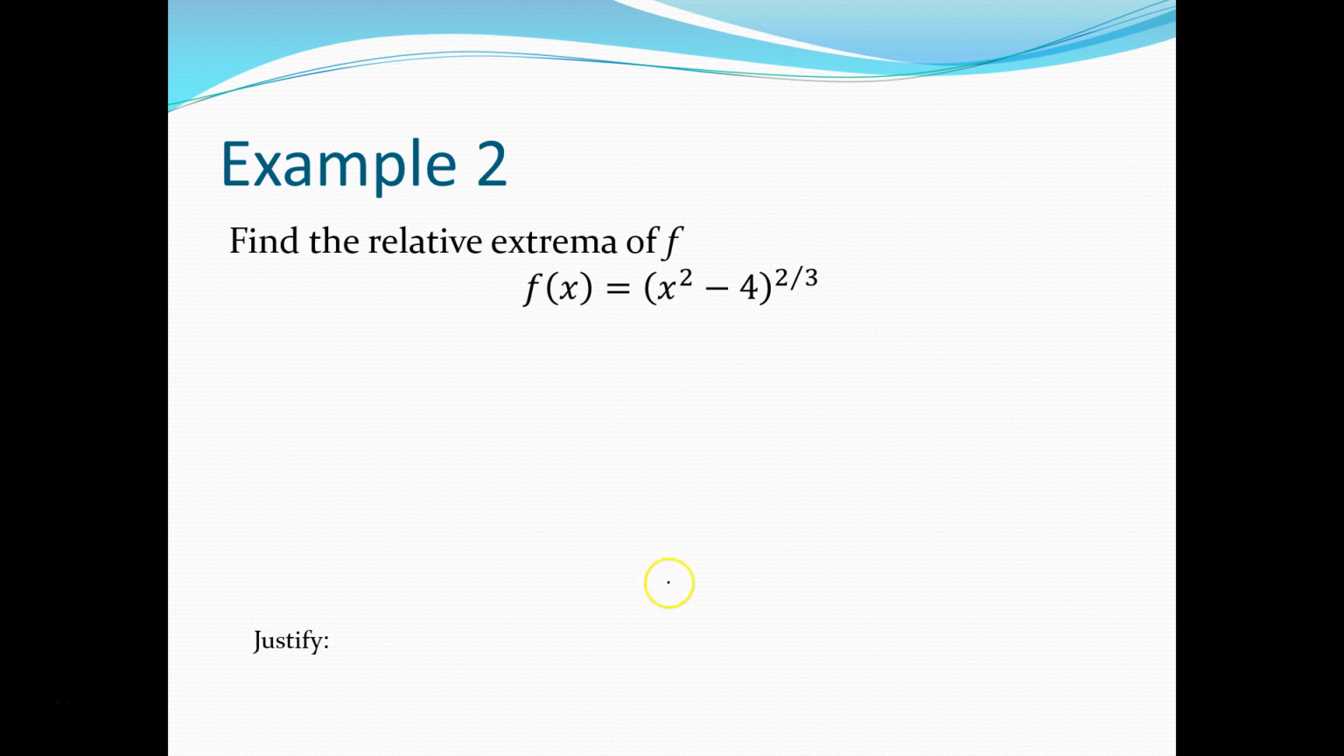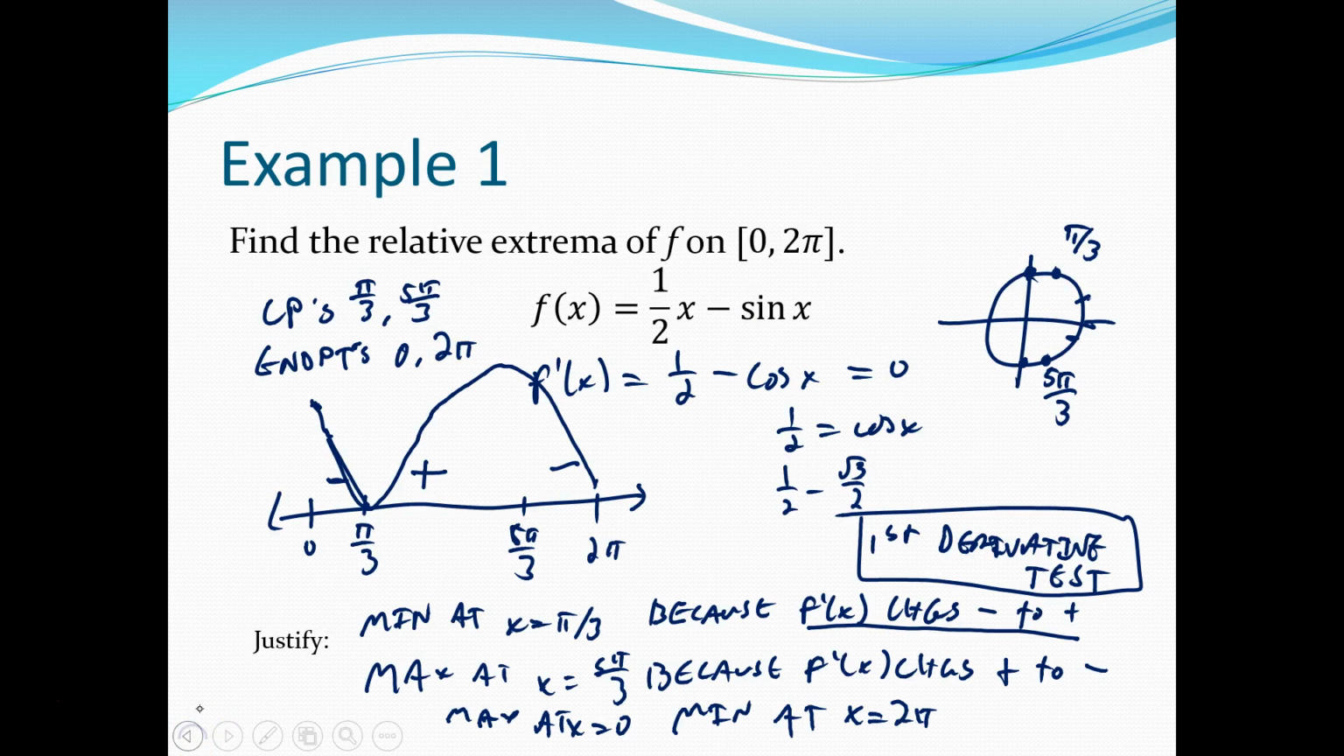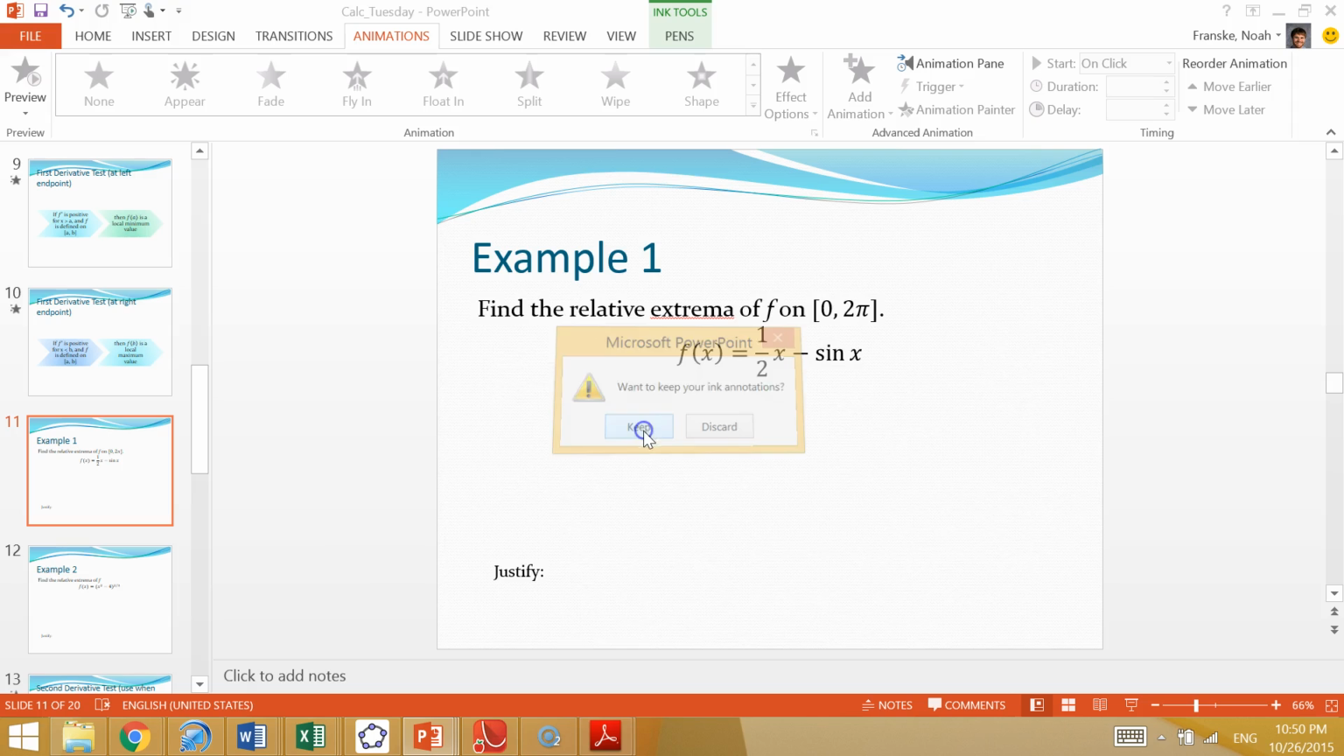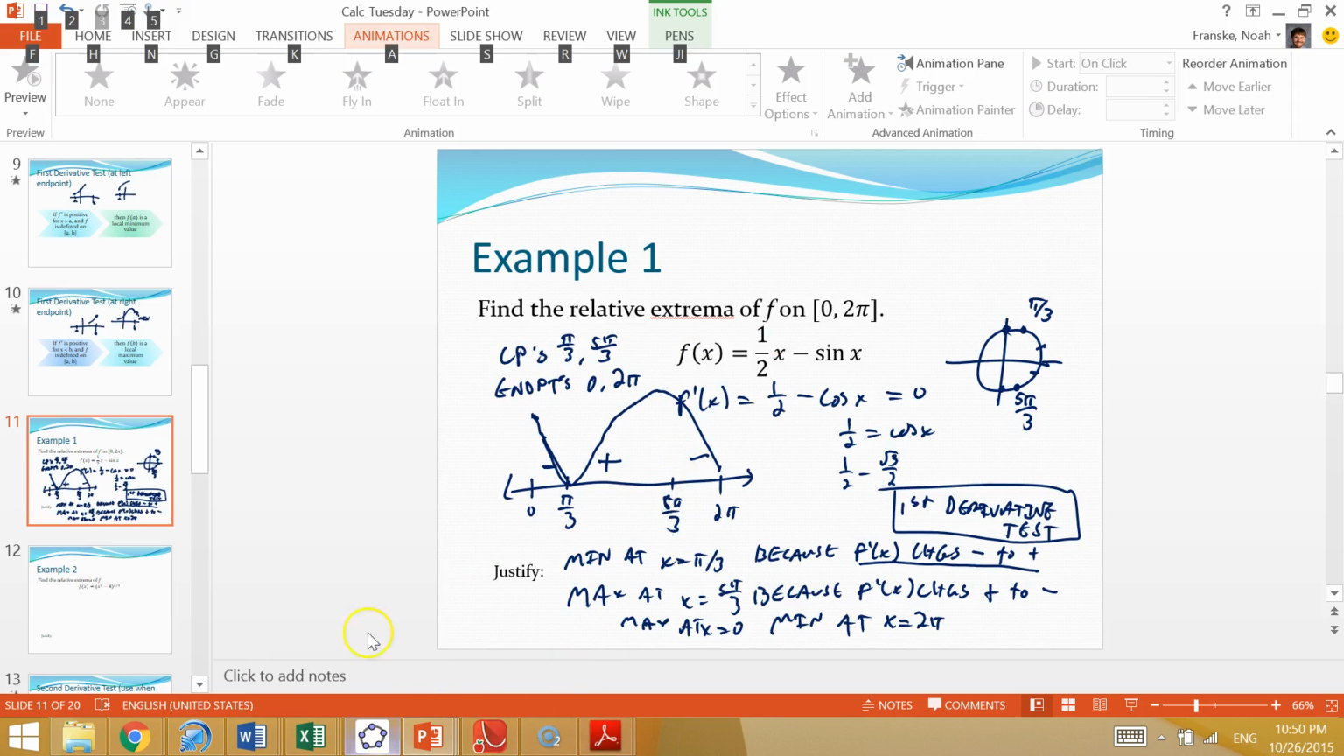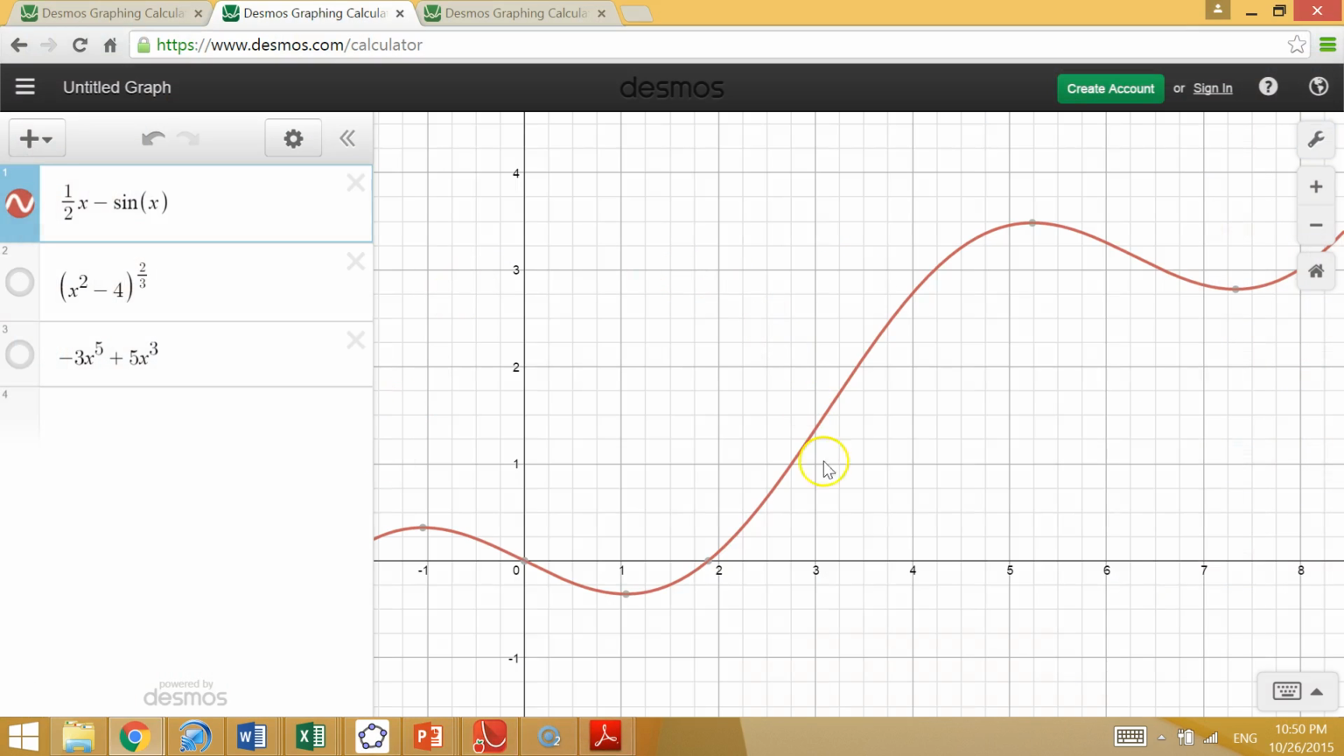Let's take a look at the next one. I wanted to look at the last one on Desmos. I said I was going to do that. Let's take a look. So let's look at that function, 1/2 x minus sine x, and let's see what it looks like. And here it is. So we see we have that minimum at pi over 3. We have a maximum over here at 5 pi over 3. Since we're restricted, we have a local max at 0. And then when we end at 2 pi over here somewhere, we're going to have a local minimum. Cool.